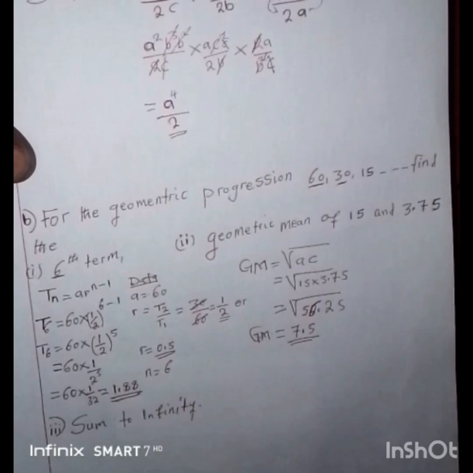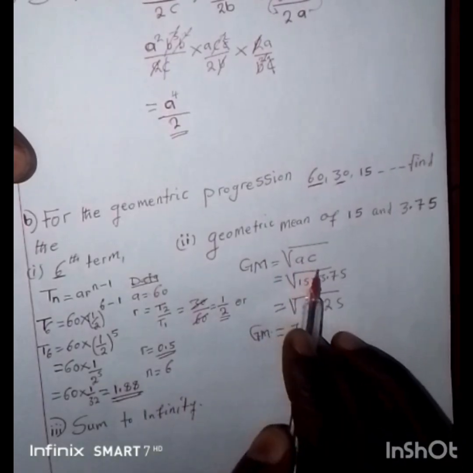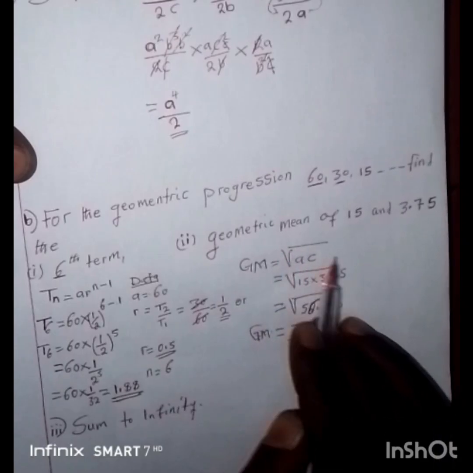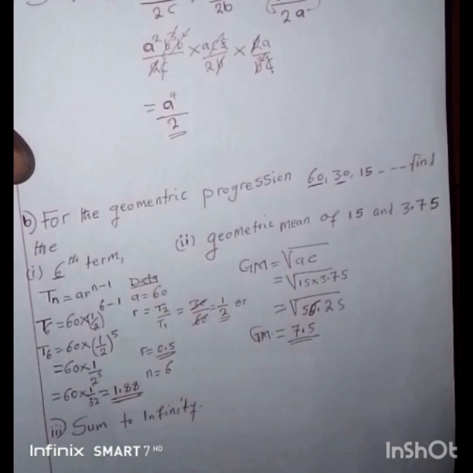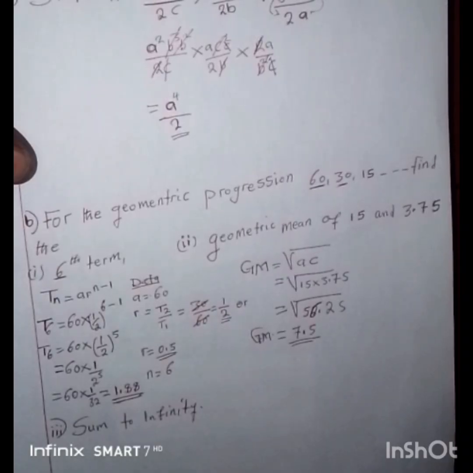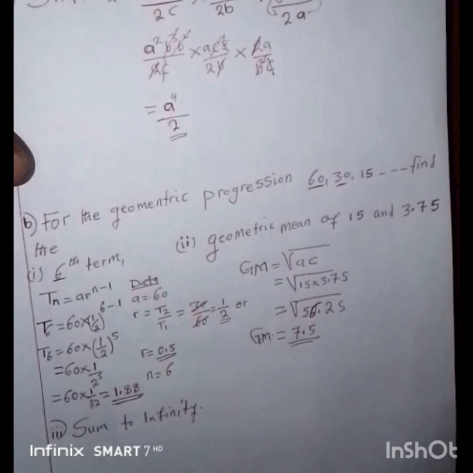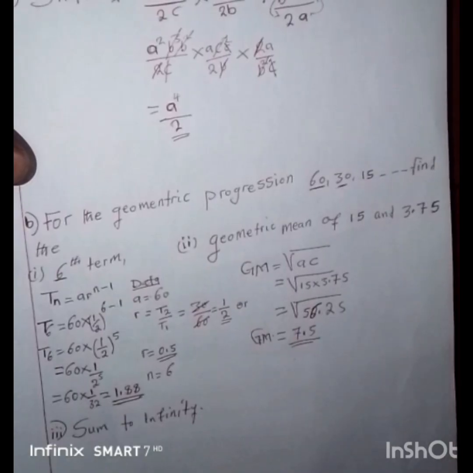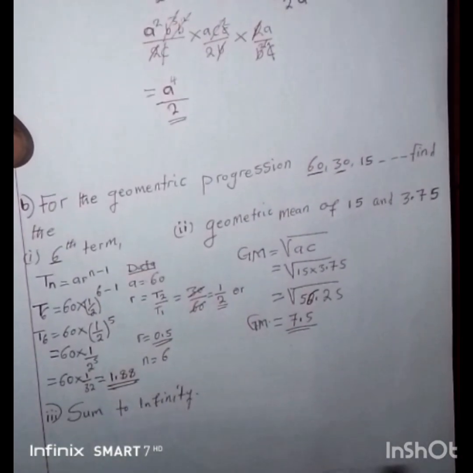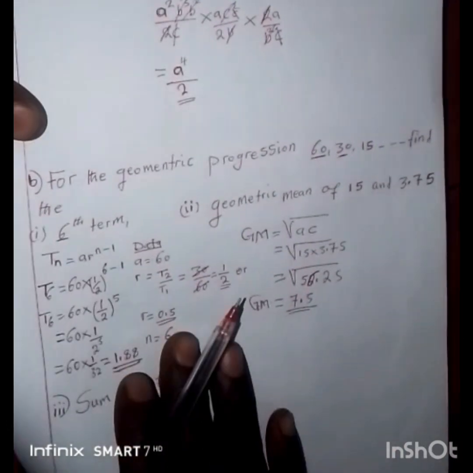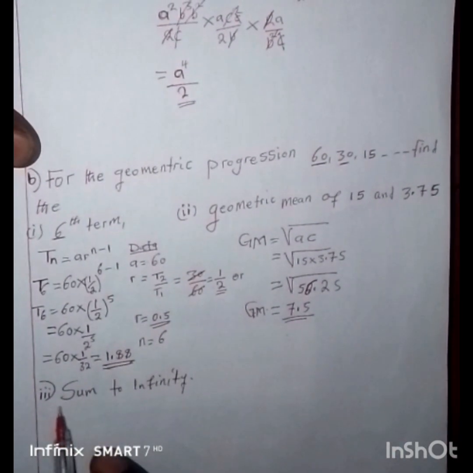So whenever you are given two numbers, just use this formula, the square root of the product of those two numbers, then that will be the correct answer. But if you are given three numbers, you just get the one which is in the middle, that becomes your mean. Alright, now let us go to question number 3.